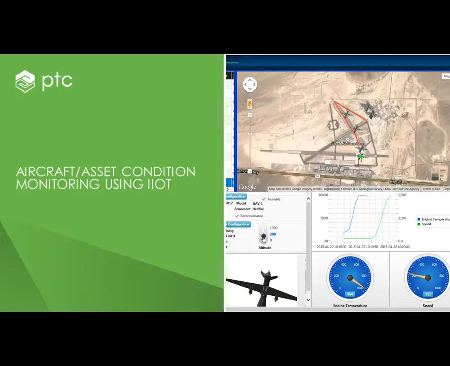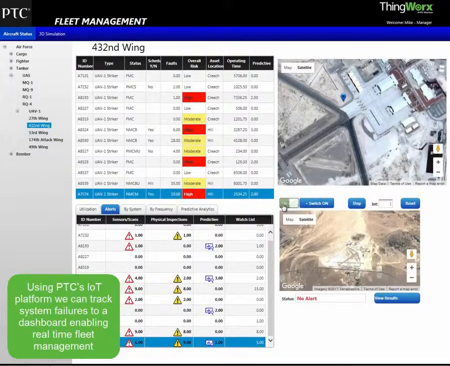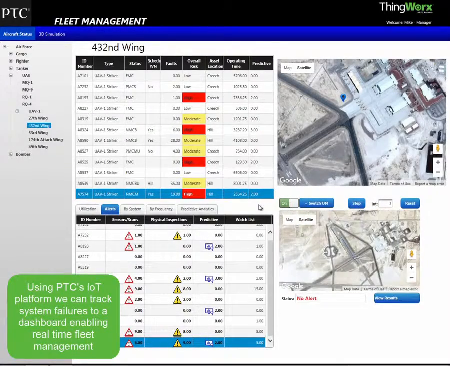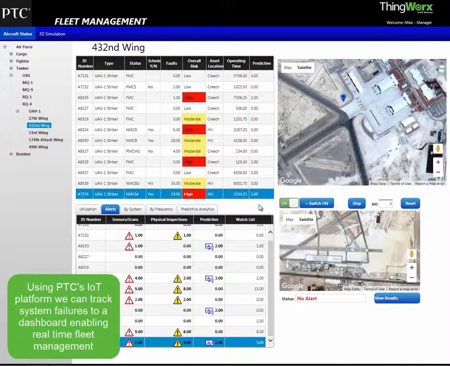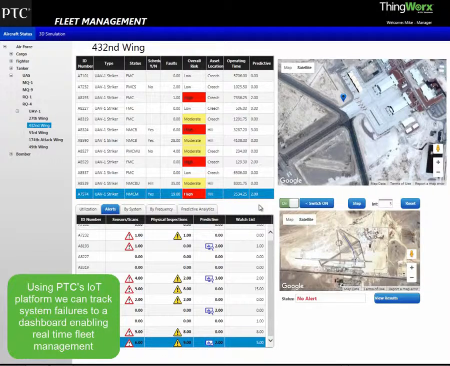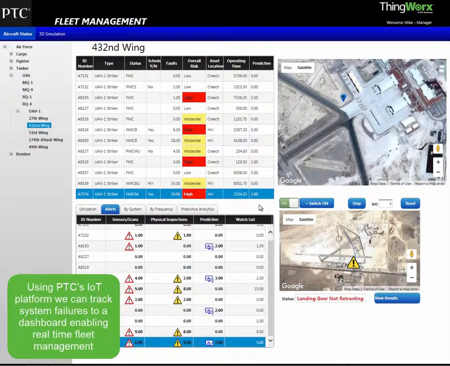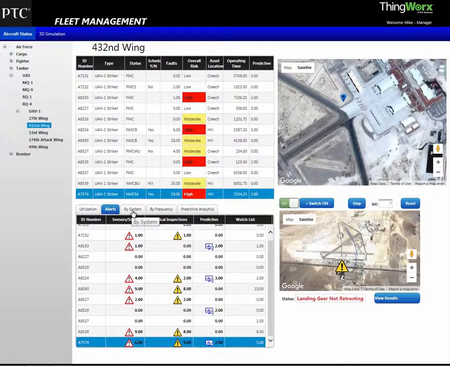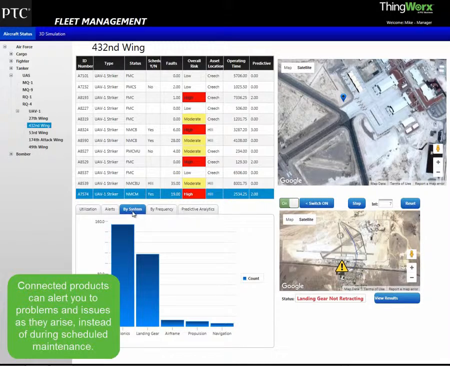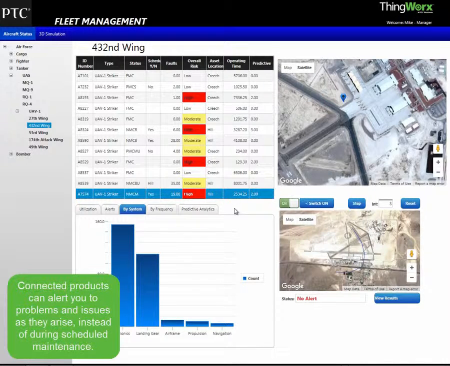In this short video, we'll look at how an IoT system can be used to monitor the status of a fleet of aircraft. In this example, we have a fleet of unmanned aerial vehicles that are operating around an airfield. The aircraft is capable of streaming health data in real time to our monitoring system, which has anomaly detection and can detect when an aircraft experiences a problem.